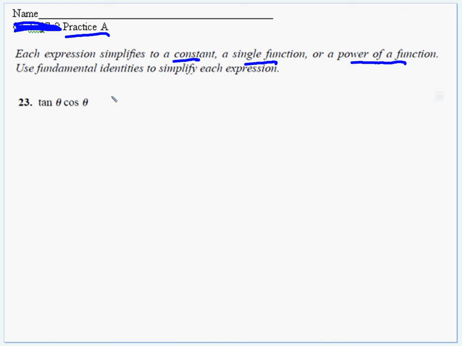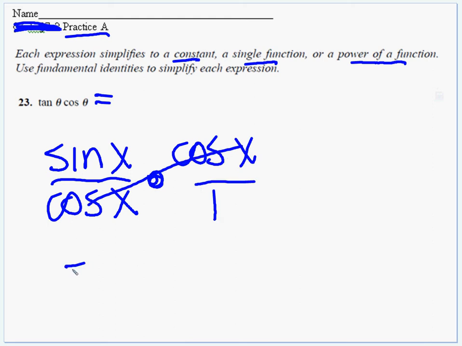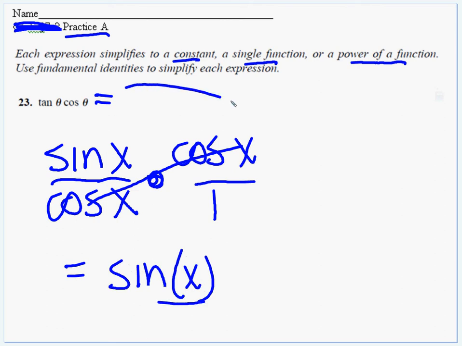So we don't know exactly where the finish line is, but when we get it down to a single term, we've probably got it. So let's see here on the first one, I'm going to employ the old strategy, turn everything into sines and coses. Tan is sine over cos, and I'm just going to use x as my variable. And then cos is cos over 1. So they're going to cancel, and then we get sine x. So we're down to a single term. We've probably got the right answer. We've fulfilled the directions.